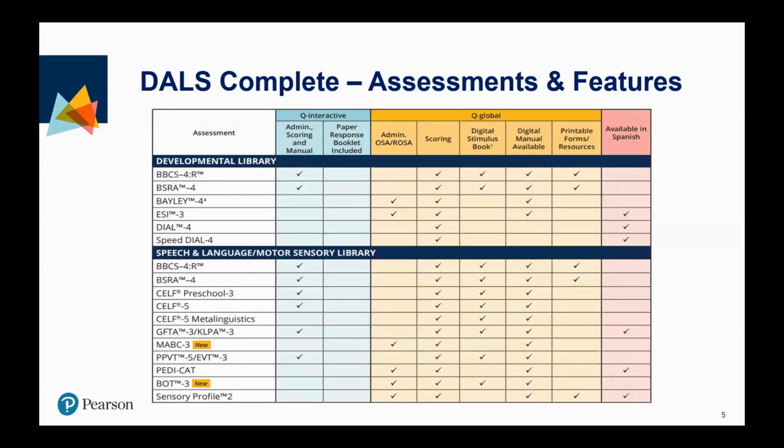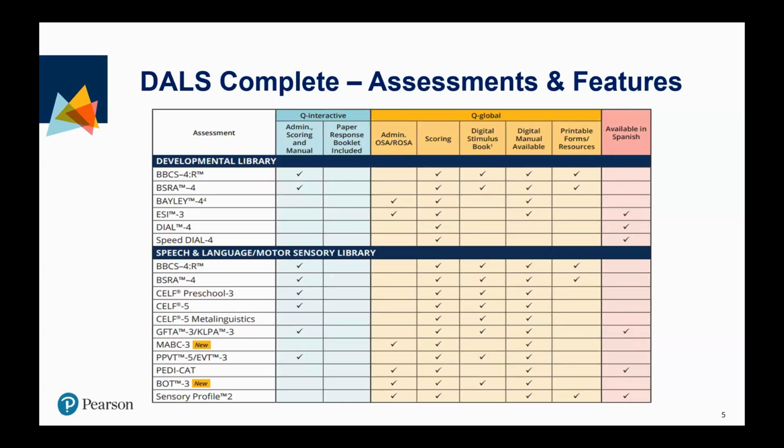Then you have your digital stimulus book and digital manuals. So these are digital versions of the resources that can be accessed 24/7 from within your resource library, which is highly convenient. You can access these manuals essentially anytime, anywhere, 24/7. And then last for the Q Global section is the printable forms and resources. So this indicates whether you can print a form to be completed in paper and pencil. So for example, with the Sensory Profile 2, if you had a parent or caregiver that didn't have great internet access at home, you can actually print this out and they can complete it by hand. And then the last column in red indicates the assessments that are also available in Spanish.